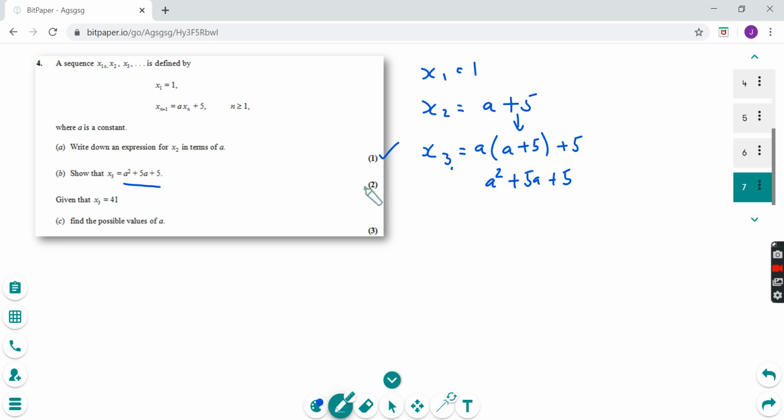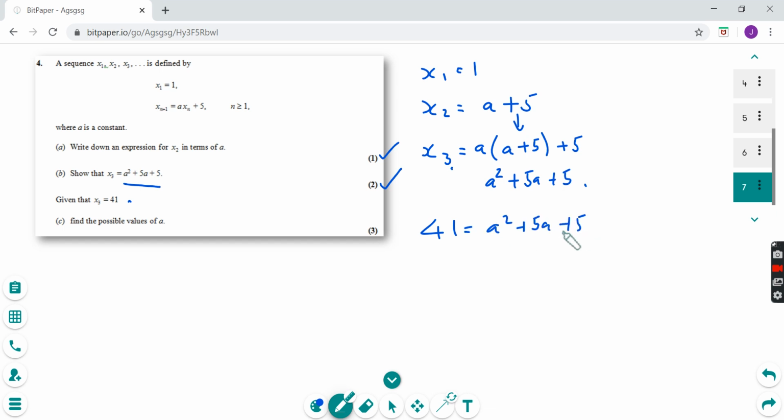As far as marks come for an A-level paper, they don't get easier than that. You can get those 3 marks very quickly. Given that the third term also equals 41, so again, we know what it is in terms of algebra, now we know in terms of number, we equate the two.